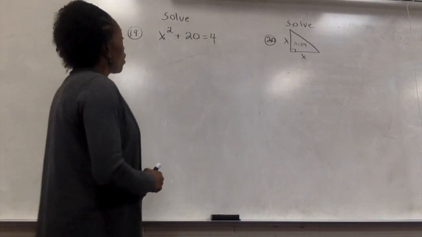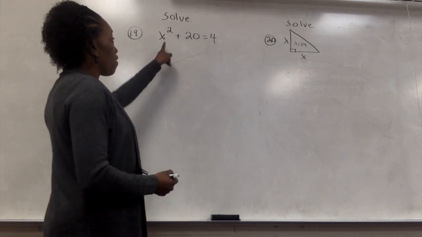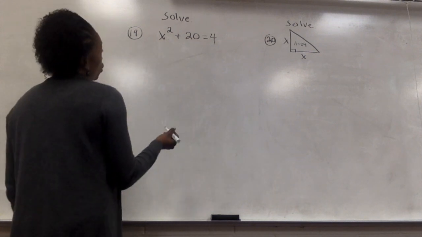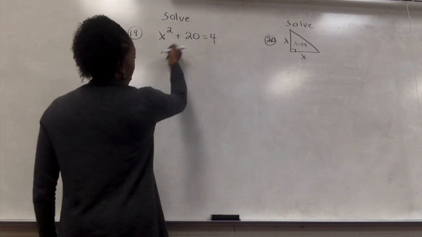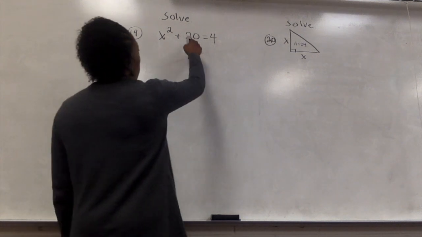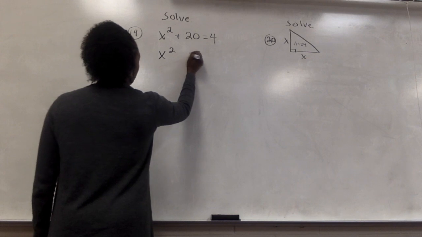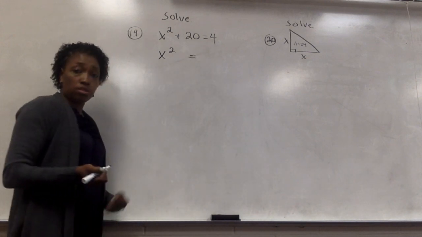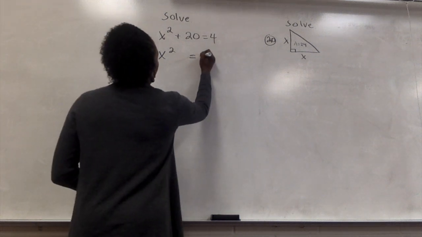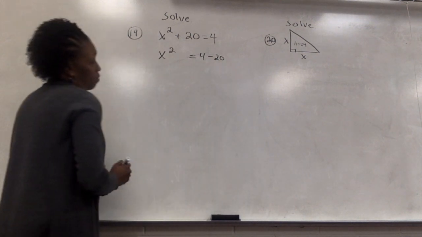So in this problem, we're trying to solve the rational expression. And we notice that we have an x squared in here, so it is quadratic. Since I cannot find anything common out of my binomial, I'm going to move my 20 to the right-hand side because I'm going to find the roots of this. When I move my 20 to the right-hand side, it becomes a minus 20.